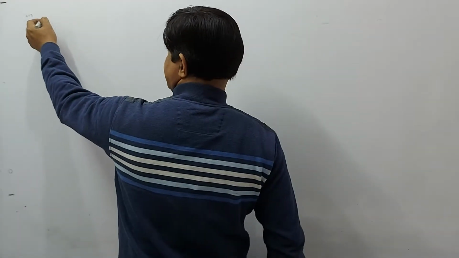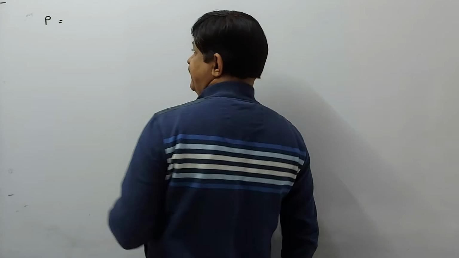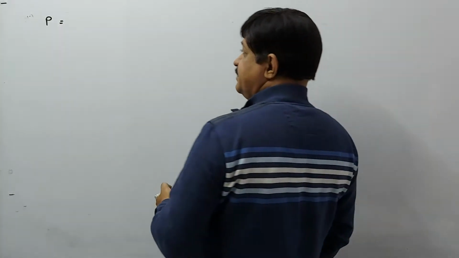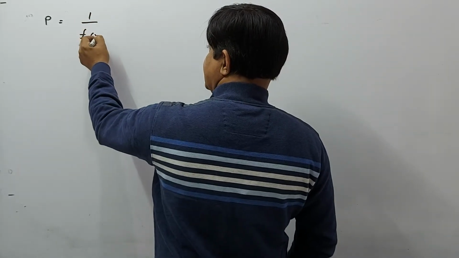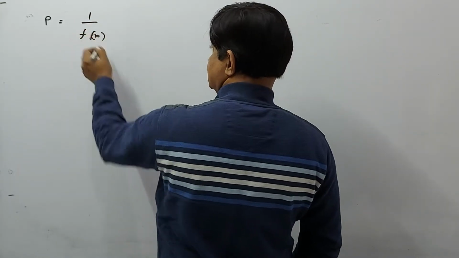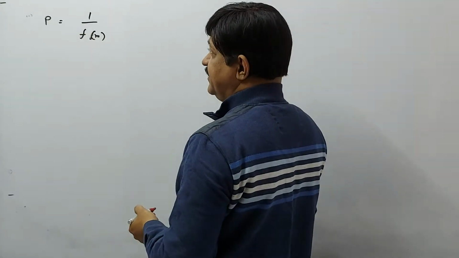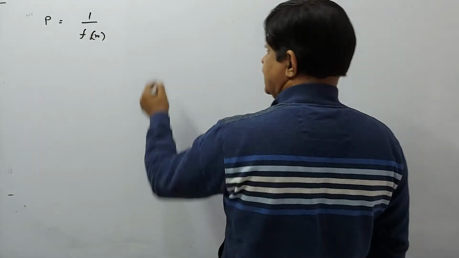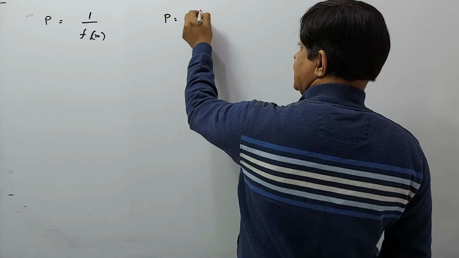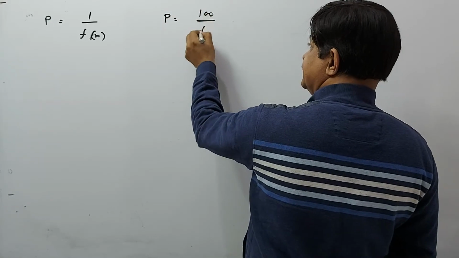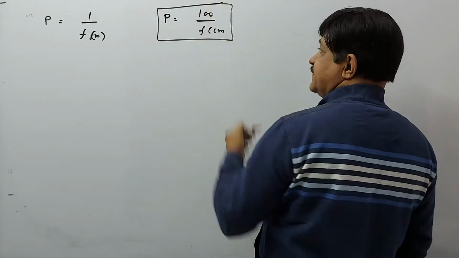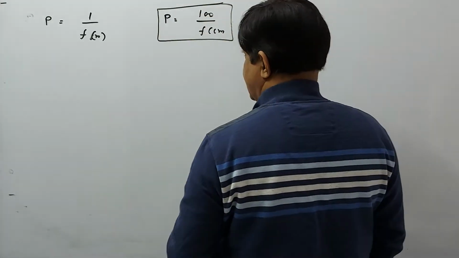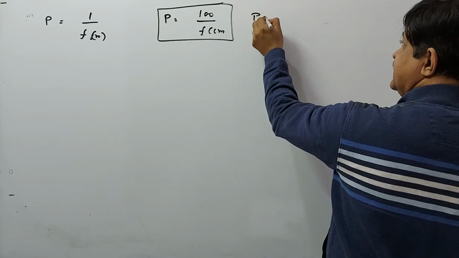Power is the ability of a lens to converge rays of light towards the principal axis. When F is in meter, then power can be written as 1 upon F. But if F is in centimeter, we usually take power in this manner. And the unit of power is diopter.